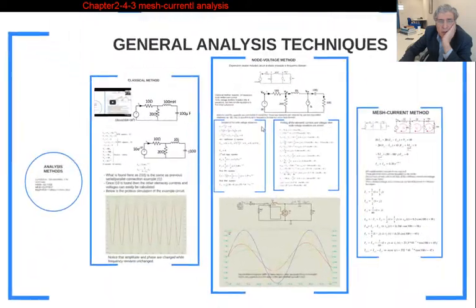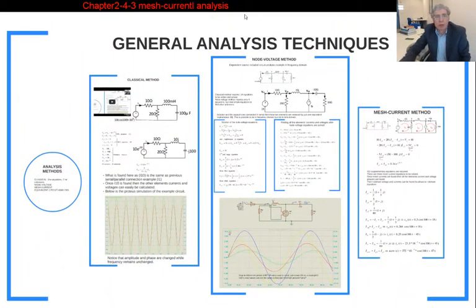Now we came to the third method. We are talking about the general analysis techniques. There are three of them: classical methods, where we write as many equations as unknowns and then find all the elements' currents and voltages; second, the node voltage method; and the third one, the mesh current method.